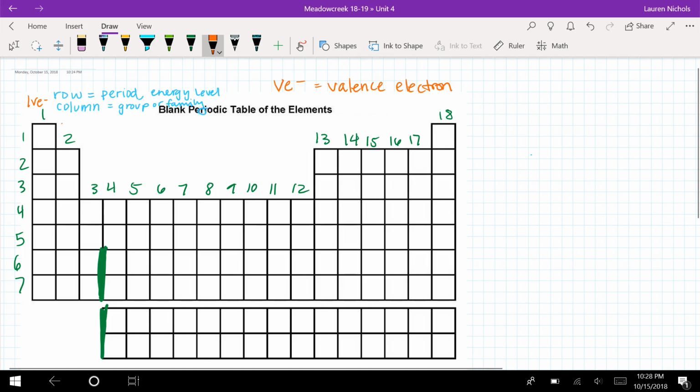Two, or column two, will have two valence electrons. Column 13 is three valence electrons. 14 is four valence electrons. Five valence electrons. You should be getting the pattern at that point. And then 18 is eight valence electrons.